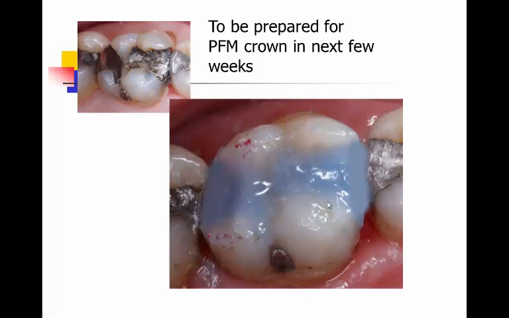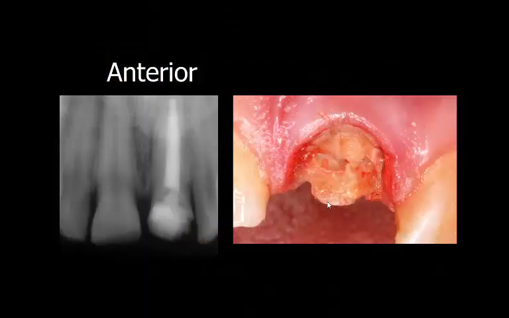Next visit, you're ready to insert the crown. Now let's take a look at an anterior case. This is an endodontically treated central incisor. You can notice that it's going to be very difficult to get a ferrule design on this tooth because it's pretty much broken down almost to the gingival line.